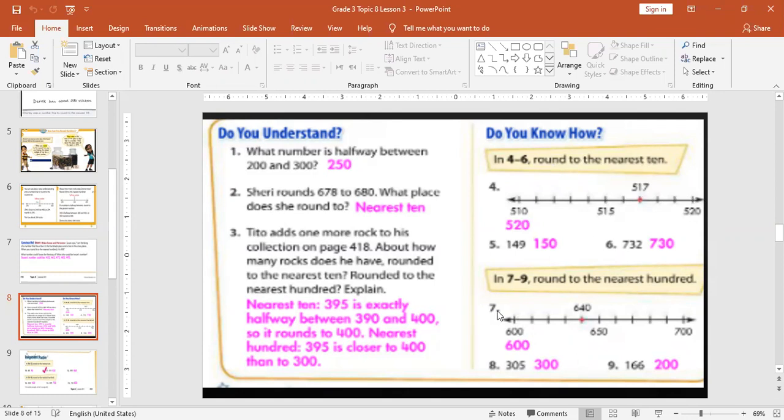And then number 7, this is the important examples, okay? Here I have 640. Of course, if I want to round to the nearest 100, I will look to the tens number. So 4 is smaller than 5, so of course I will round to the smaller number, which is 600.